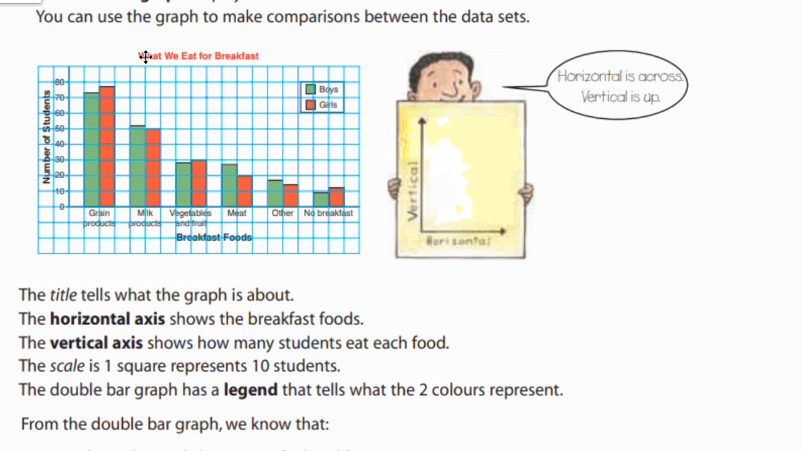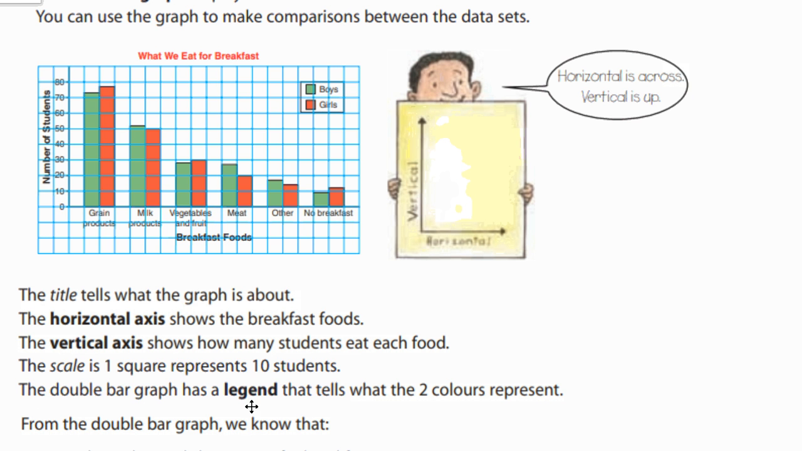So the title, What We Eat for Breakfast, is what the graph is about. The horizontal axis, this one here, which goes across, is the different types of breakfast food. And the vertical axis shows how many students eat each food. The scale is 1 square represents 10 students. So for every square I go up, 10 students indicated that they ate that product for breakfast.